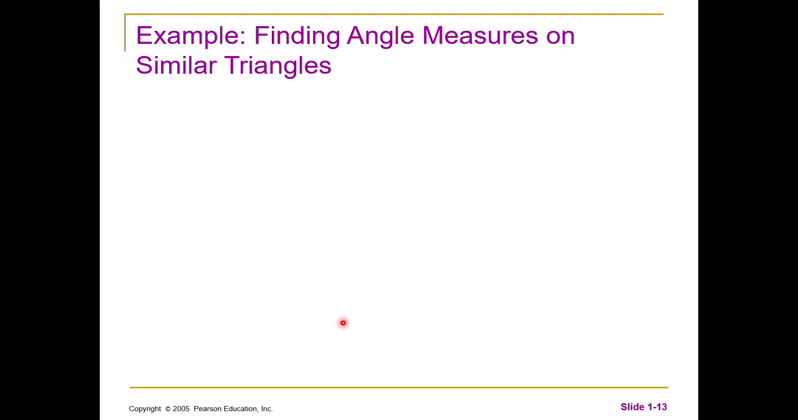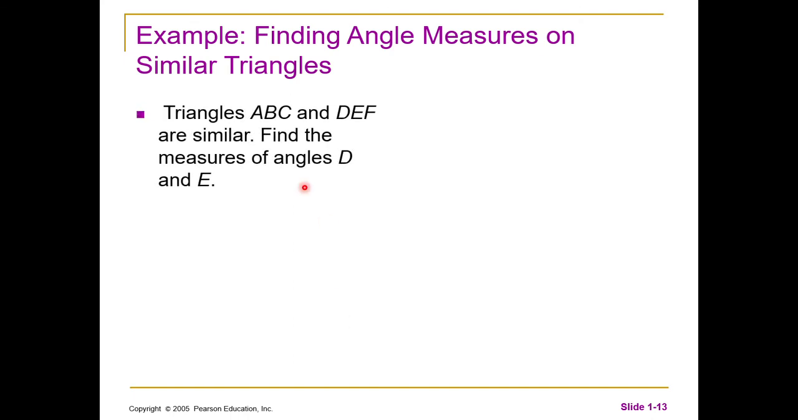So, finding the angle measures on similar triangles. So, we have triangles ABC and DEF are similar. So, we're looking for the measures of angles D and E. So, for example, yan, 112. Pero ako, pag tinignan ko kagad, nakita natin, di ba? Yung angle na to ay 35, ang angle na to ay 33. Di ba? Kasi nga, similar to kasi triangle sila eh, di ba?